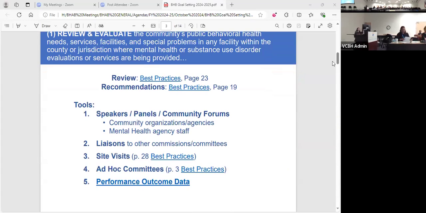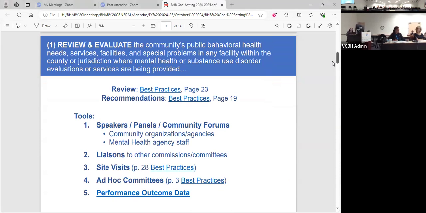All right, so the first duty is to review and evaluate the community's public behavioral health needs, services, facilities, and special problems in any facility within the county or jurisdiction where mental health or substance use disorder evaluations or services are being provided. And there's more in code, but this is directly out of state law. So reviewing and evaluating the public system. We have some ideas for tools to use when you do that. And the best practices document is something that you can refer to also with these tools. They're embedded within that.